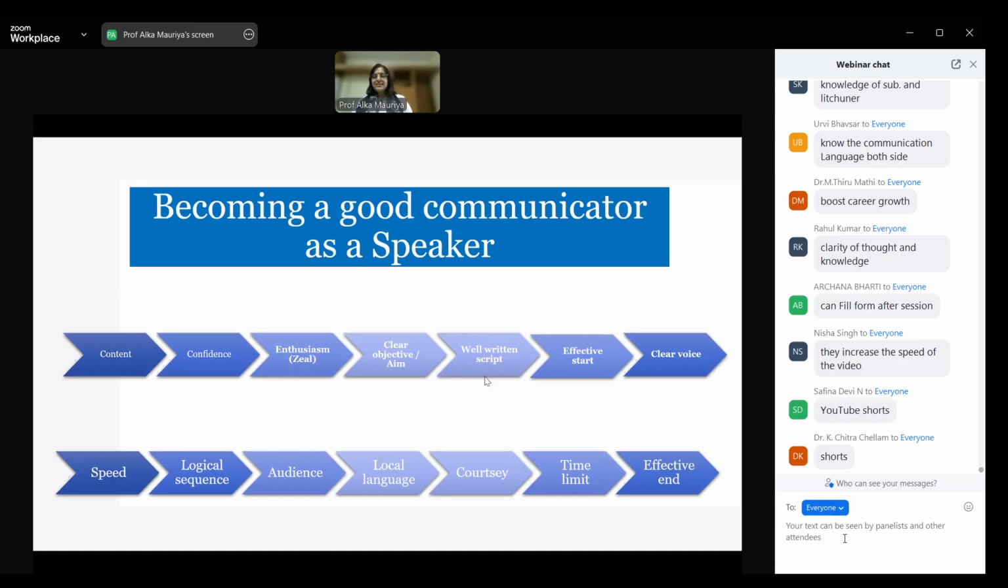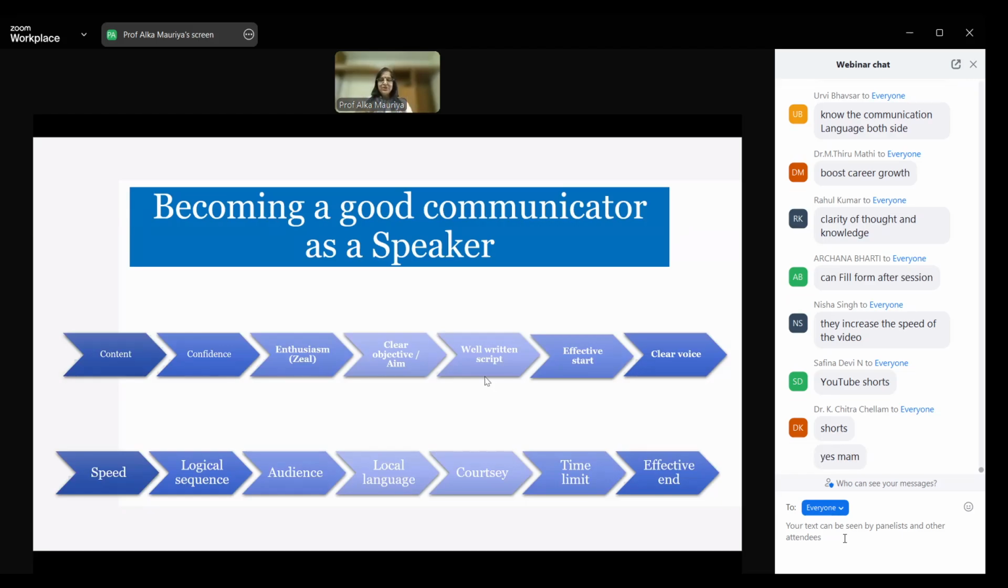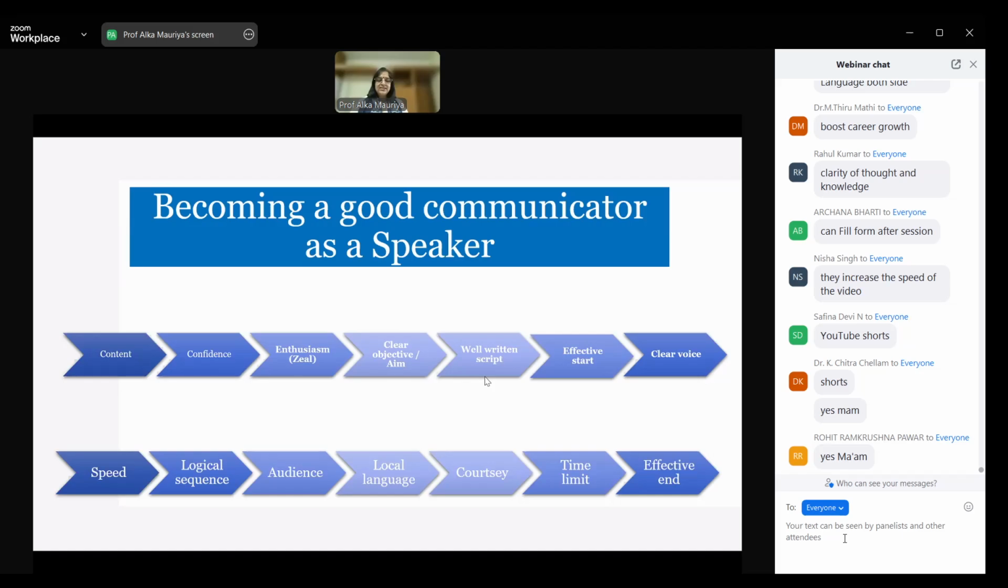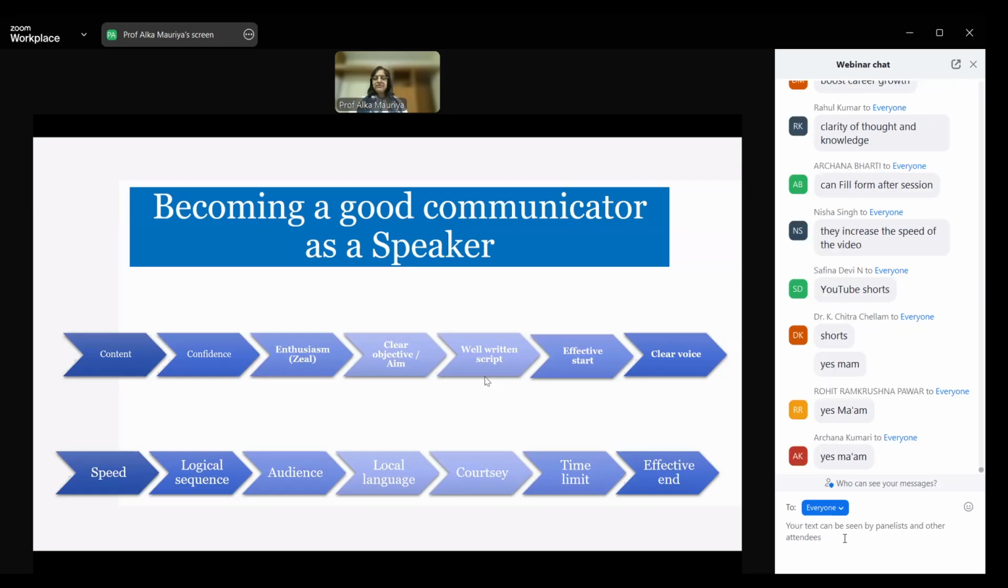Correct. What they do is increase the speed of the video. If they increase the speed to 2x or 1.5x, they are able to finish the video in less than half of the time, right? That might make sense when you are studying from YouTube, but in such live sessions, speed definitely matters a lot. Your speed should be such that the audience is able to understand what you are trying to convey. Right, good.